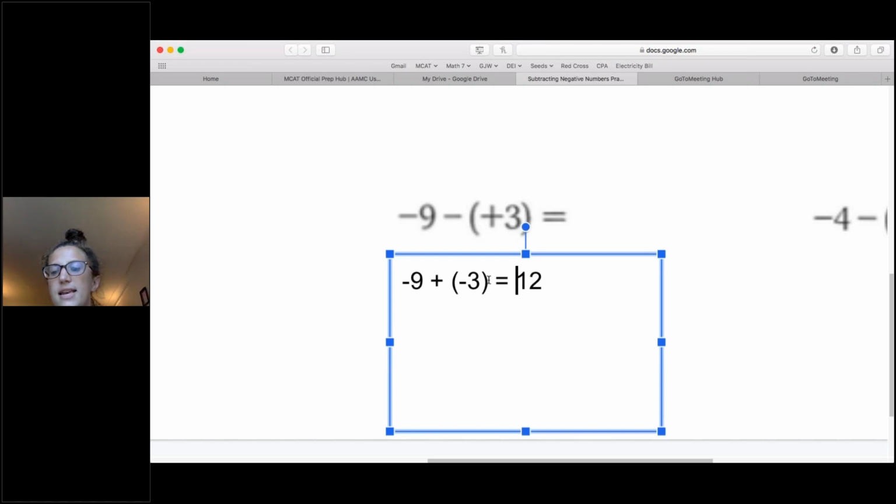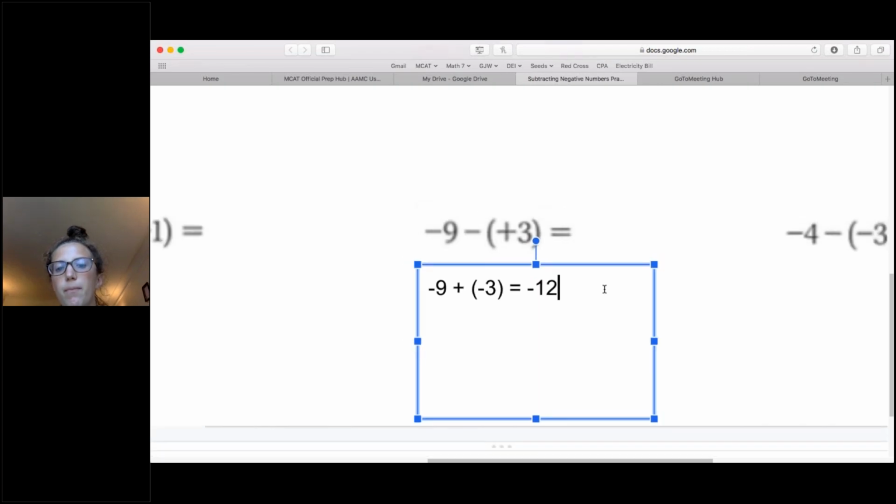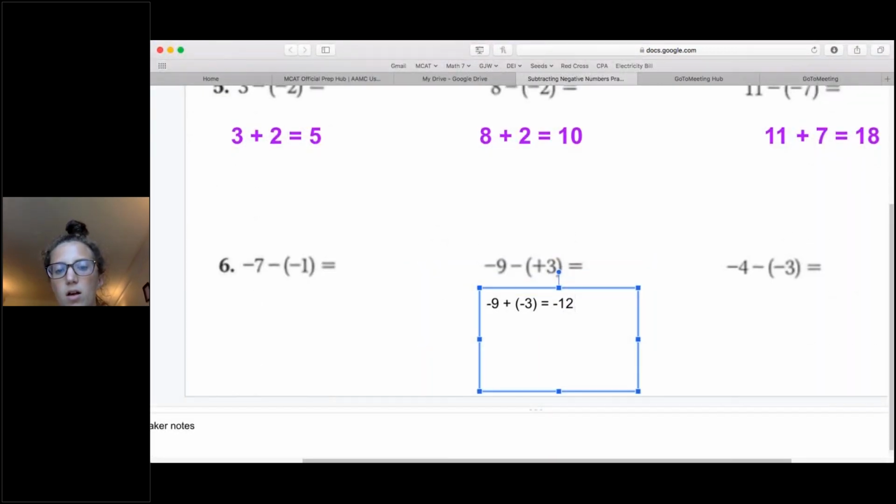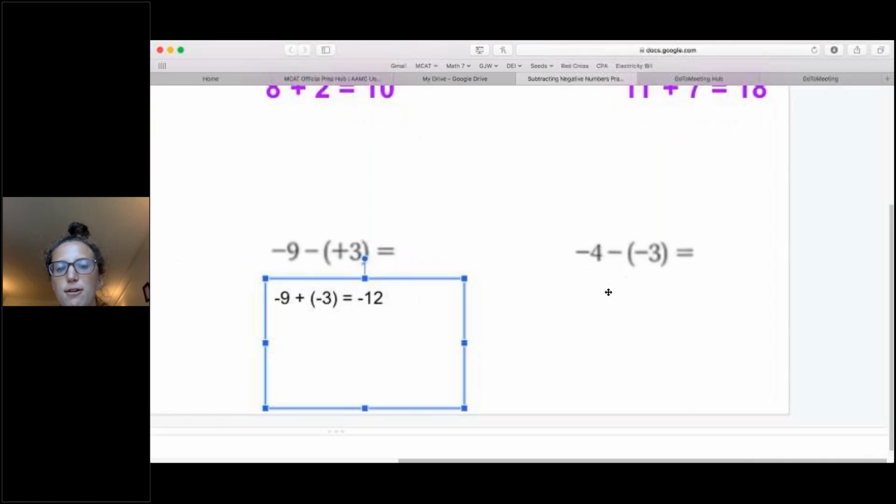Negative 12. Yeah. This is because you notice here that both of these numbers are negative, the 9 and the 3. So their signs are the same. That's really telling me to add their absolute values, or add the positive of those numbers. Oh, okay. That was kind of tricky. Yeah, that was a tricky one.